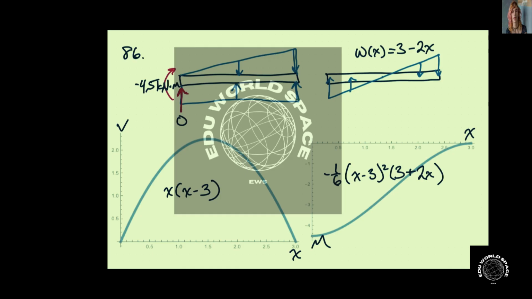To get the shear, we can integrate this and then find the constant of integration. The constant of integration is actually going to be 0 because we know the shear force is 0 when x equals 0. And so our function for the shear force throughout the region is x times the quantity x minus 3. So we just have this parabola here.